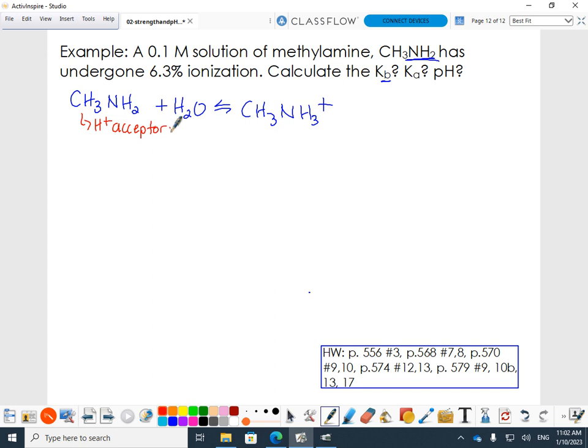Which means that water, which is HOH, is going to be the donor this time. So what's left over? OH. And the OH, just like the H3O plus, is going to have a bigger impact on the math that we do. The acid-base math, pH, pOH, whatever.